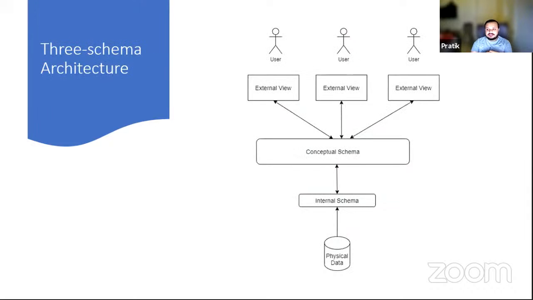Now, another major advantage that we see in a database management system is a three schema architecture. Before you go into three schema, just a little bit about what exactly is meant by schema. So schema is a description of the data. It is not the actual data, it is a description of the data.